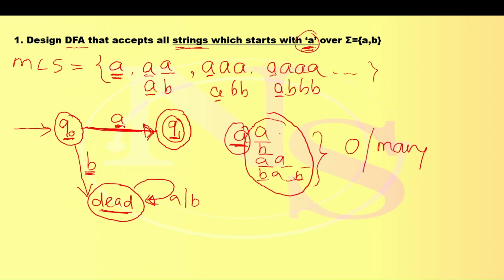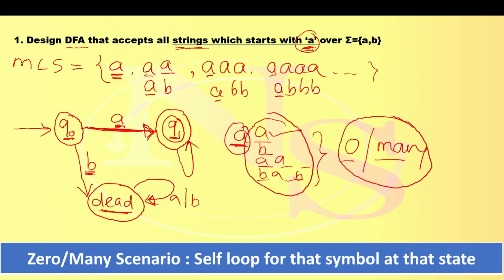After starting with A, all these symbols may come or may not come, meaning zero or many. So zero or many means what? Self loop. A self loop for which symbol? Zero or many A's, and zero or many B's.